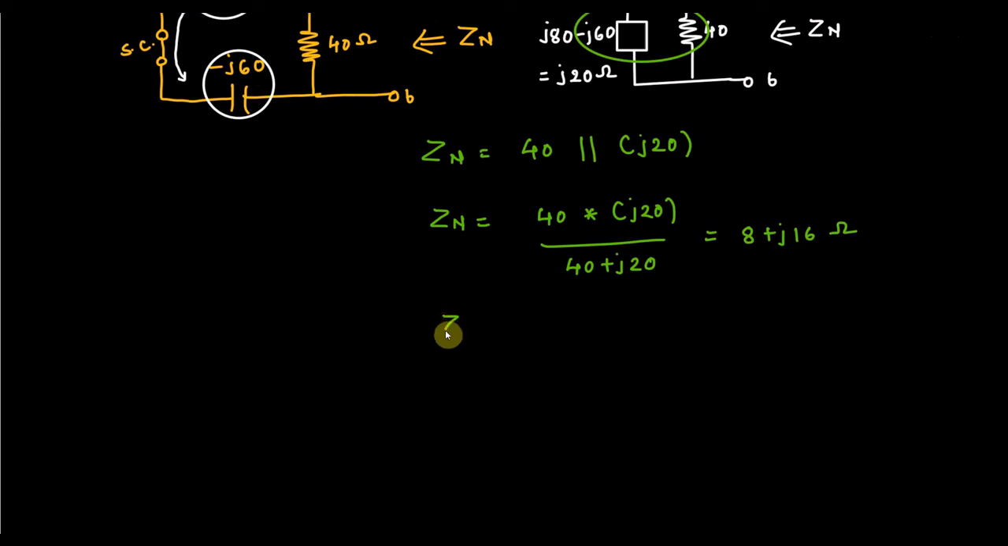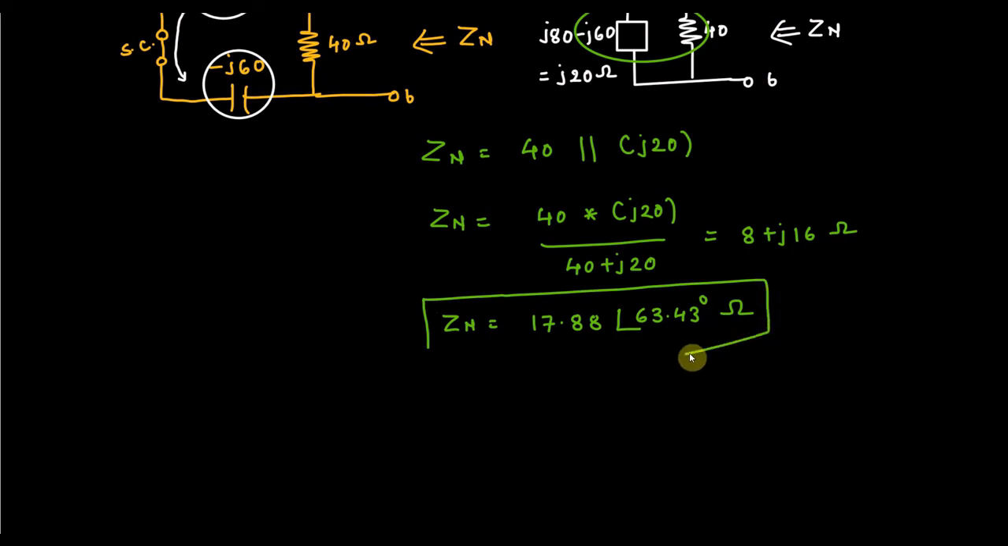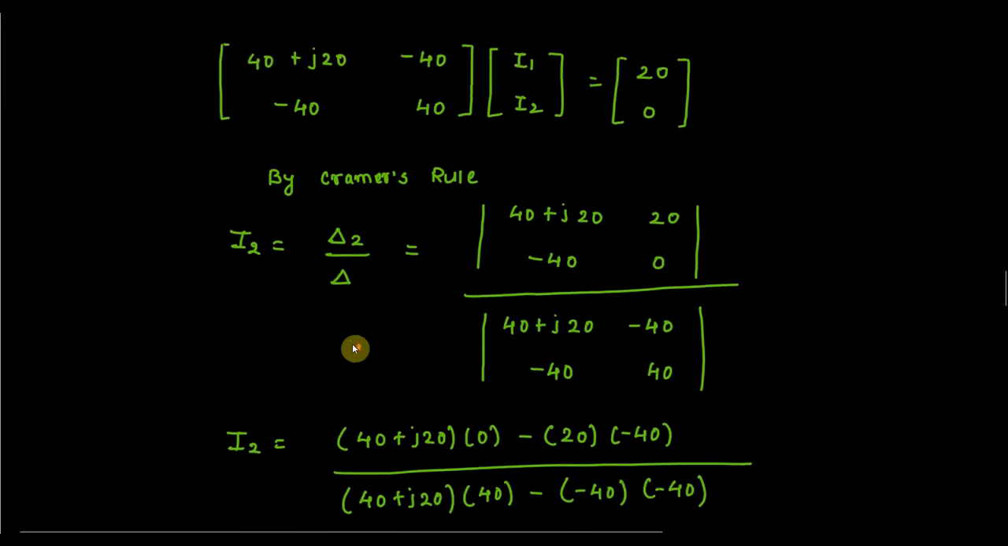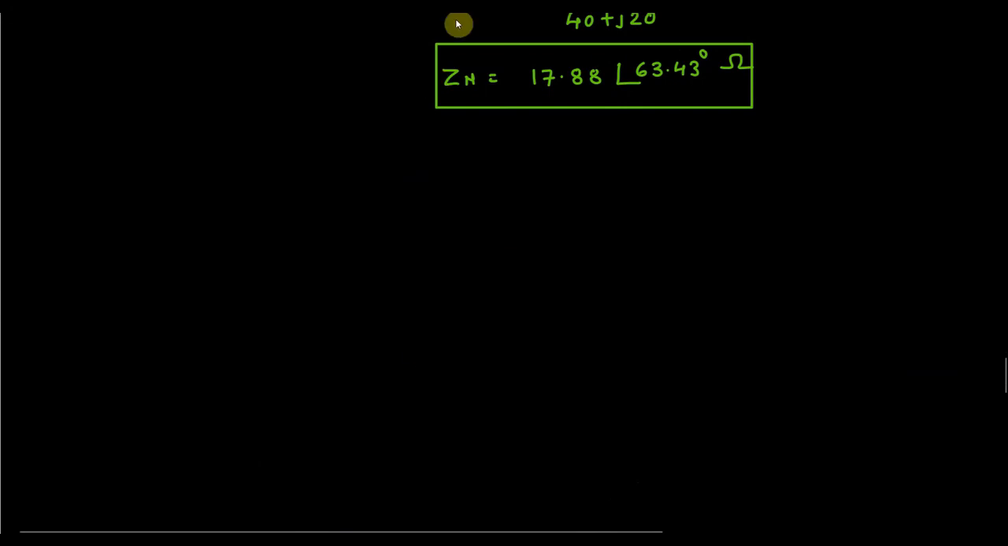But we want your answer in polar form. So when you convert into polar form, it is 17.88 at an angle 63.43 degree ohms. So this is the value of the Norton's equivalent impedance. So we have calculated the first two steps where we found the value of IN. In the second step, we calculated the value of Zn. Now the third step is remaining, which is the last step in this question.